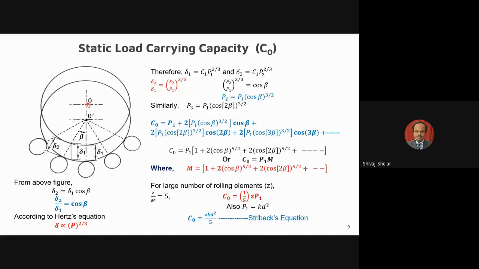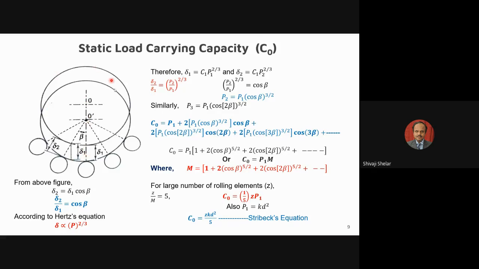So what will be happening? The center is shifted to O dash. The original center O is shifted to O dash for the inner race. Now this is the amount of deformation. For exaggeration purposes, it is shown very big here. In reality, this deformation is in microns. Please remember, this deformation is in microns. You cannot see it by eye. So for understanding purposes, it is exaggerated, and this deformation is delta 1.